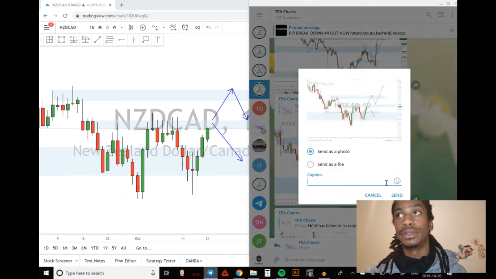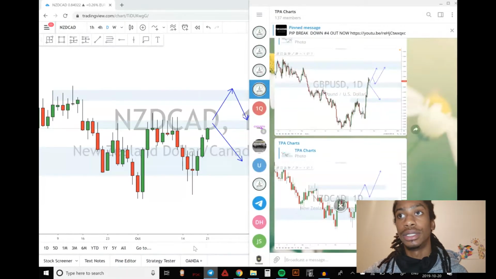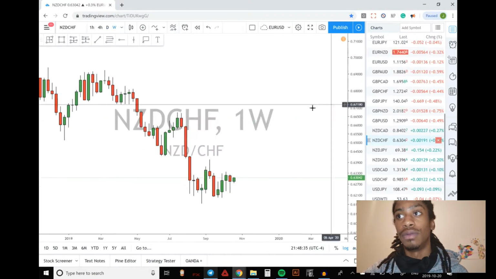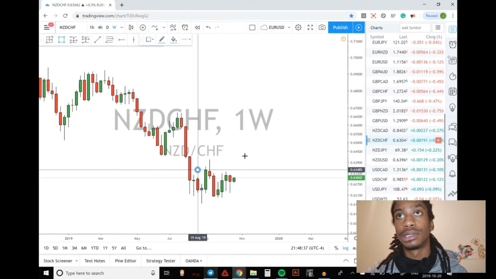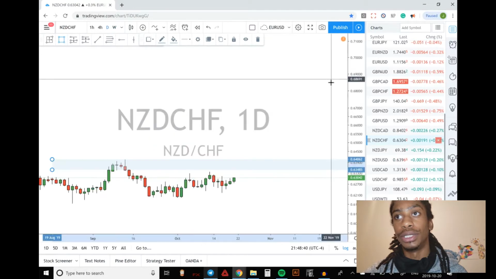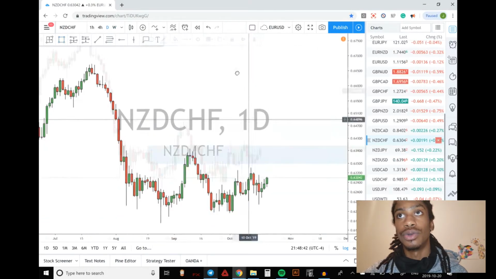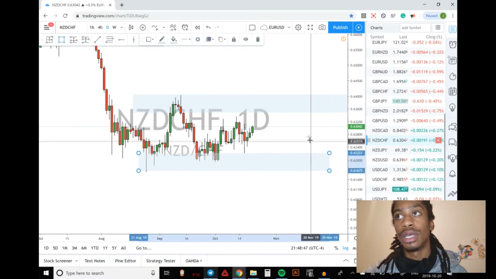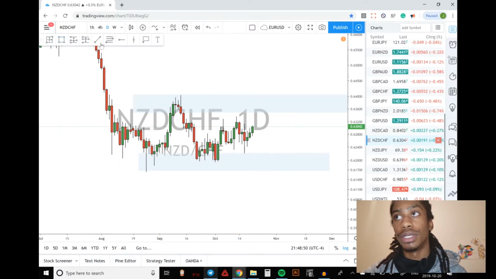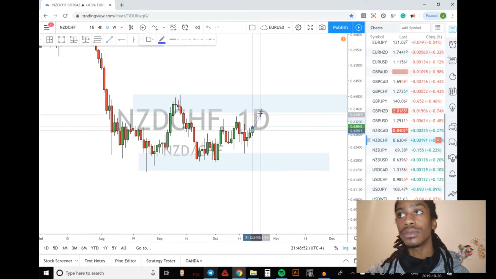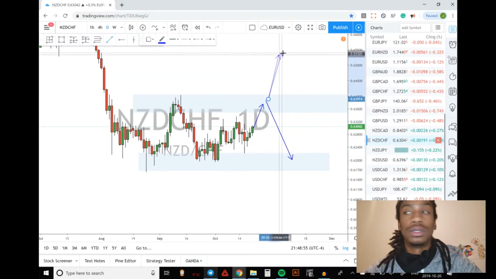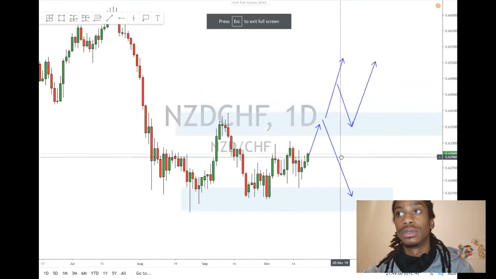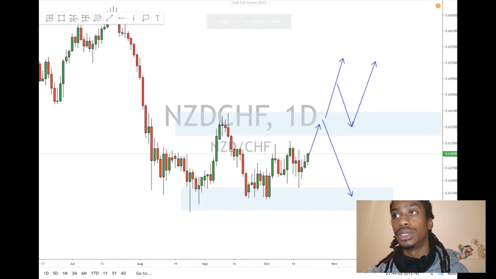Next pair, analyzed from the weekly. Looks like we have a zone here, followed by nice daily support here. So given the market structure, we are on our way to this resistance, and then we have possibilities. Send this to the Telegram.